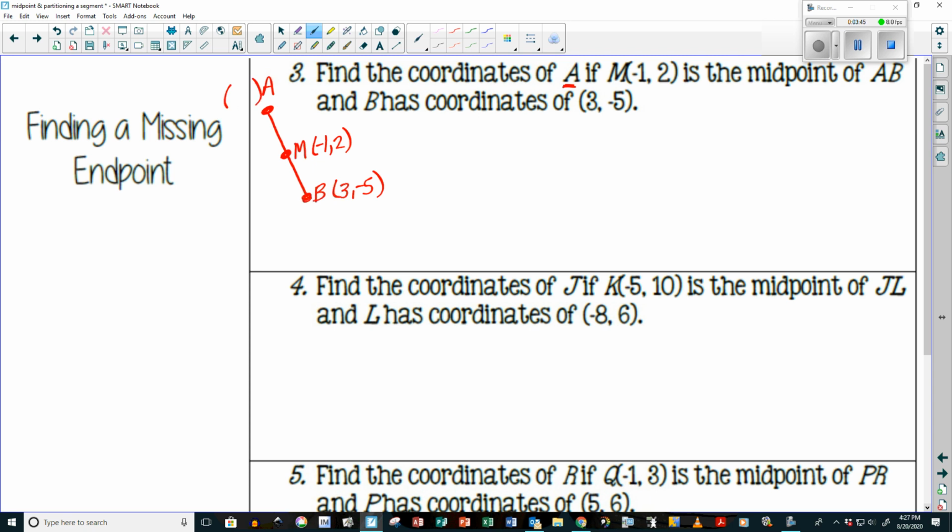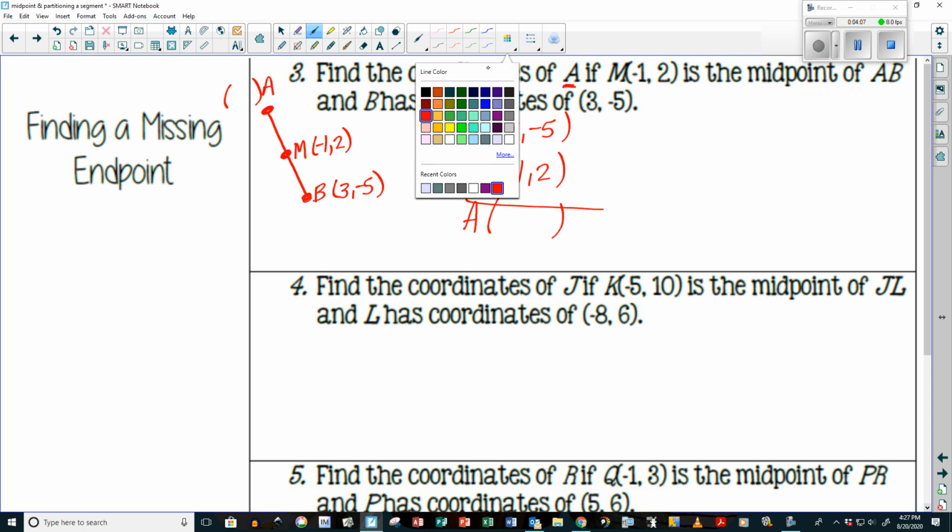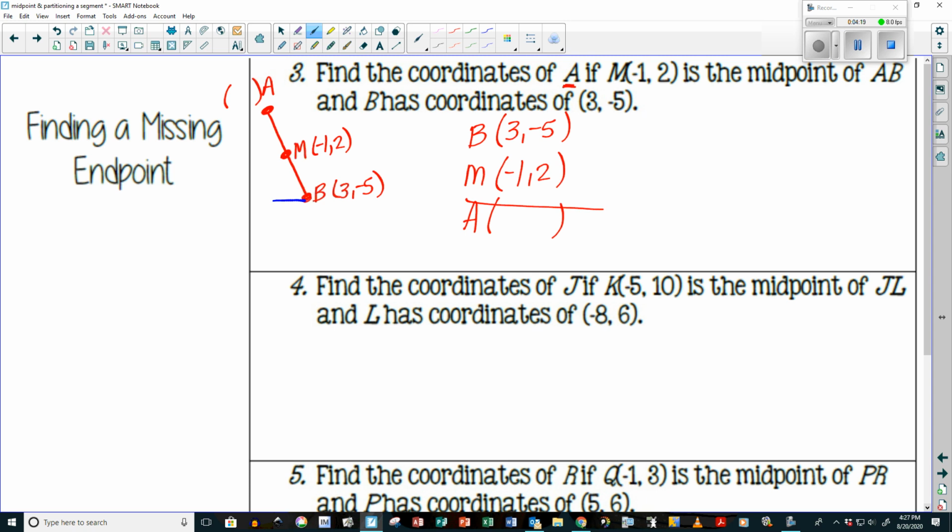The way I always think about it is, if I'm looking for A, then I'm going to write this as B, M, A. So B is at (3, -5). M is at (-1, 2), and I'm looking for A. So think about your brain going backwards for a second. If you're at 3, how do you go from 3 to -1? What do you have to do?